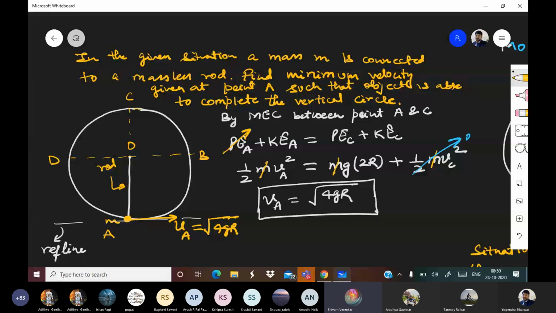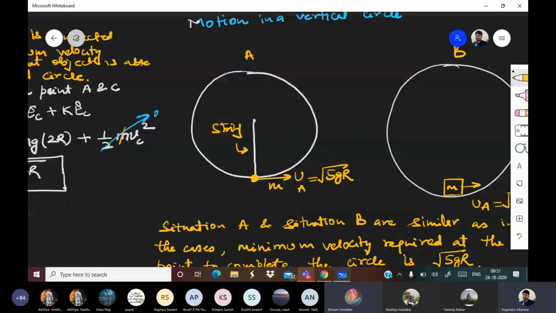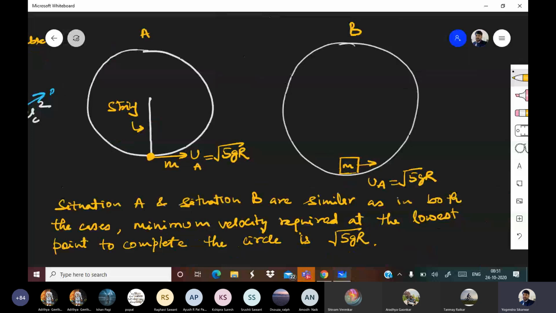Sir, can you please show the previous slide? Why should I show you the previous slide? Because I didn't understand how situation A and B are similar. So when did you realize that you could not understand how both are similar?